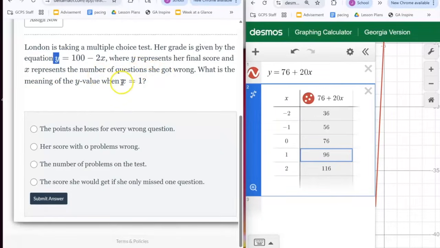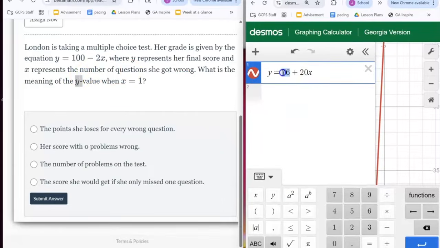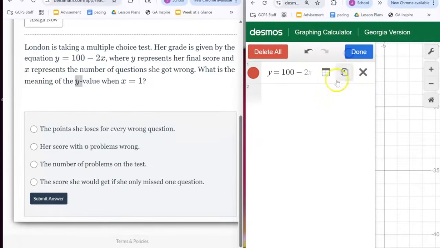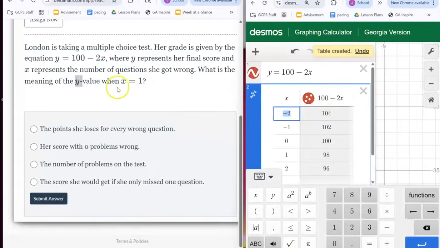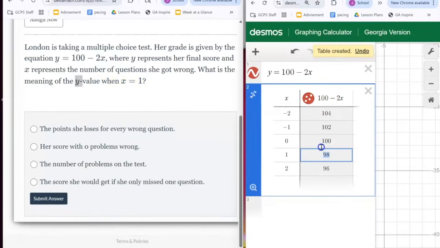So again, put that in a sentence. When x is equal to 1. So she got what? 1 question wrong. So this is London. When London gets 1 question wrong, what is my score? Because y means what's my score. So again, you can put that in here and actually have a number if it makes it easier for you to say it. But you don't need to, because all this is asking is what does it mean, not what is it. If it was asking what is it when x is equal to 1, if she misses 1 question, she has a 98 on the test.